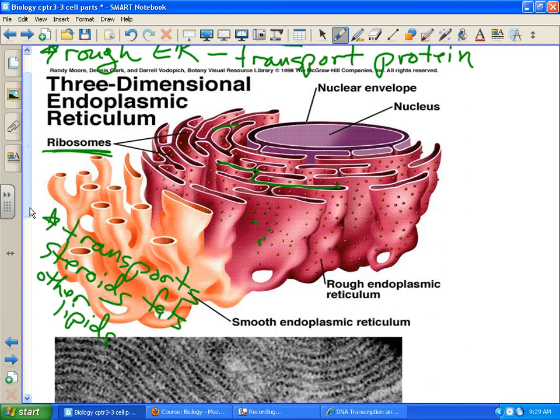Another difference. Look at the two besides the color. Rough has the ribosomes, smooth doesn't. Okay. So I kind of mentally think if I were to feel this somehow, it would feel bumpy, rough, and this would feel smooth. Either way, however you want to remember it, but they're transporting different things throughout the cell. All right. Anything else, Brandon? Those are the key points.